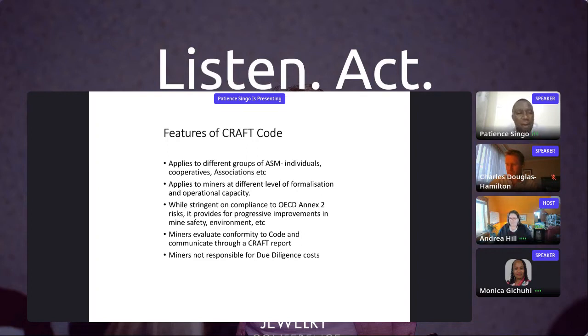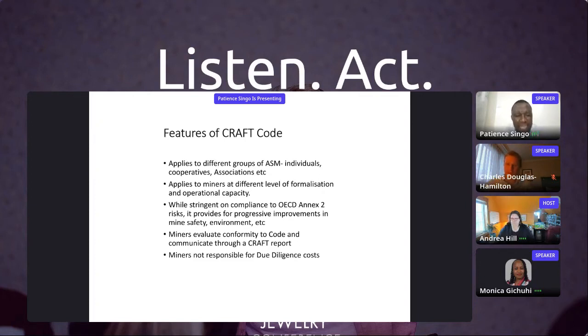So the key features are, of course, it applies to different groups of miners. It can be implemented by individuals, cooperatives, associations, etc. It also applies to different levels of miners' formalization and operational capacity. So it can apply to miners that are in the progress towards formalization, to those that are fully formalized, those that are undergoing registration and so on. So it has this diversity in application to different types of mining. Of course, it does have stringent compliance to the OECD due diligence guidance, for example, aspects around human rights, aspects around armed groups and so on. So it really provides that assurance to the market and downstream actors that whatever they are sourcing, which has been produced under craft, has not contributed to any human rights issues.